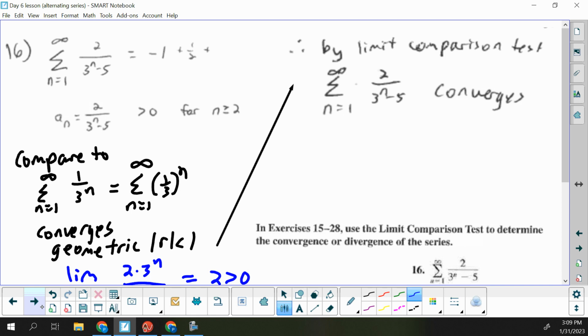So in 16, we wanted to be comparing to 1 over 3 to the n. Now 1 over 3 to the n is the same as 1/3 to the n because 1 raised to anything is 1. And that allows us to see that it actually is a geometric with absolute value of r less than 1, so that would be something that converges.